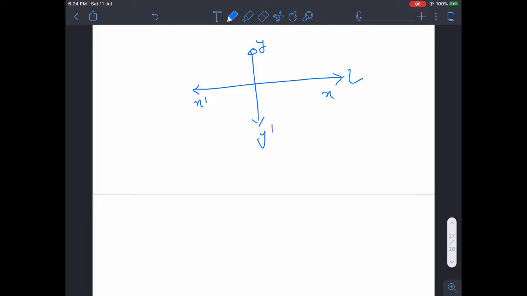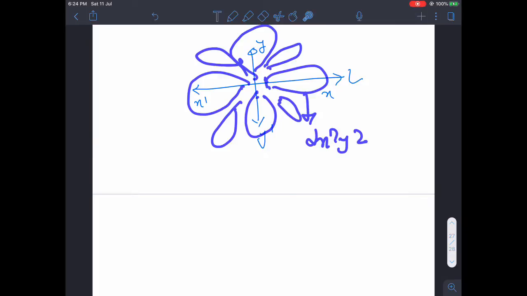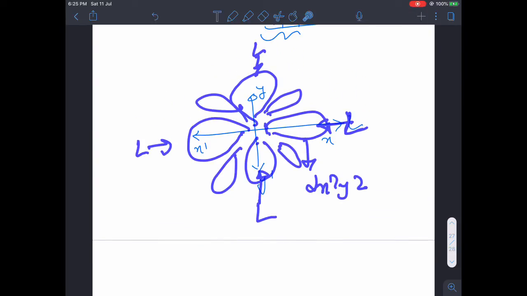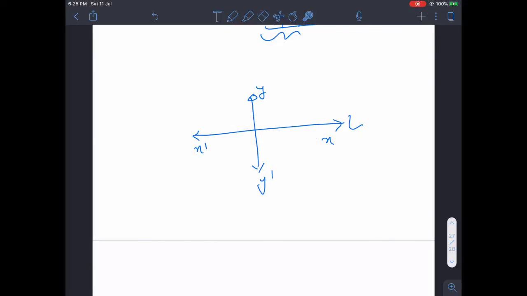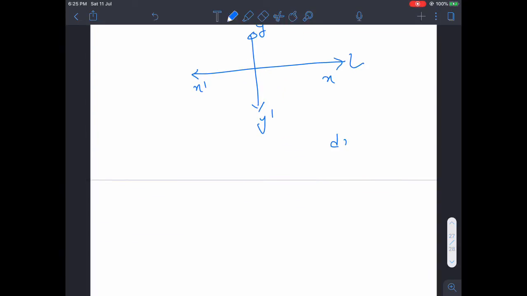So what will happen? You know that the orbital whose lobes lie exactly on the axis is dx square minus y square, and the next one which lies here is dxy. As you can see here, the maximum repulsion occurs when the ligand comes close, from here to here. The maximum repulsion will be experienced by these lobes, which belong to dx square minus y square. So that's why it has the highest energy value.